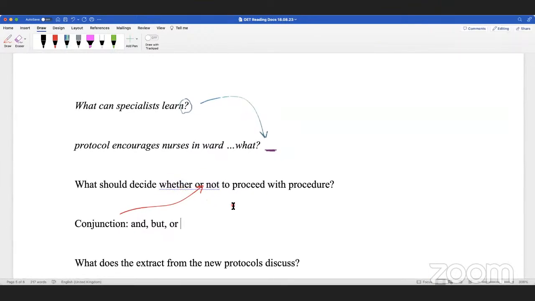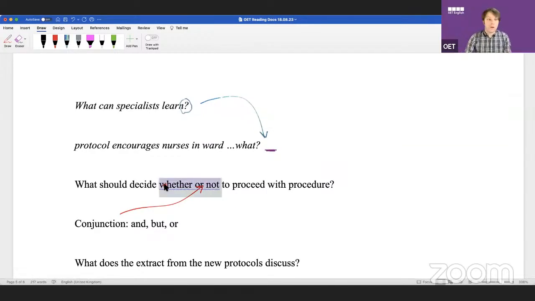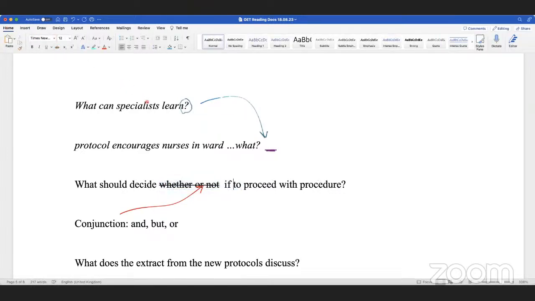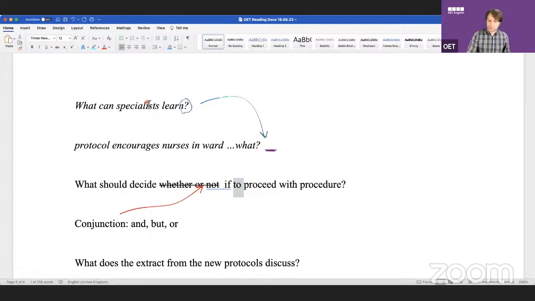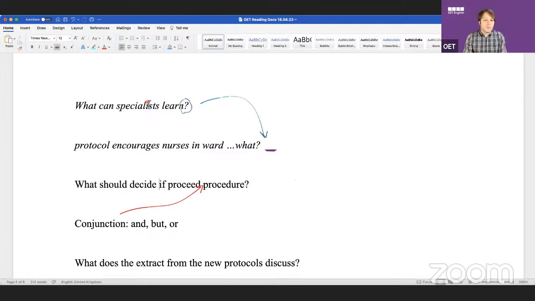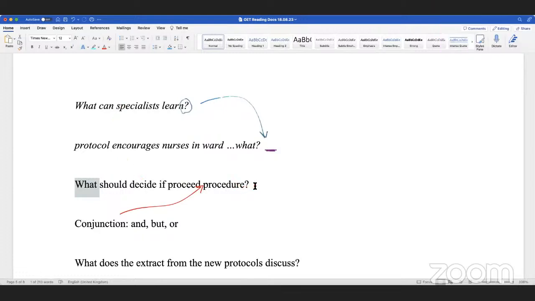Can we replace "whether or not" with "if"? Yes, that's clever. I like that. So does everyone understand what she's doing here? Very nice. We're just going to mentally think, well, that means "if", right? Do I need this "to" here, guys? No. Do I need "with"? No. So now my question is, what should decide if proceed procedure? So what is deciding if proceed procedure? It's terrible grammar.